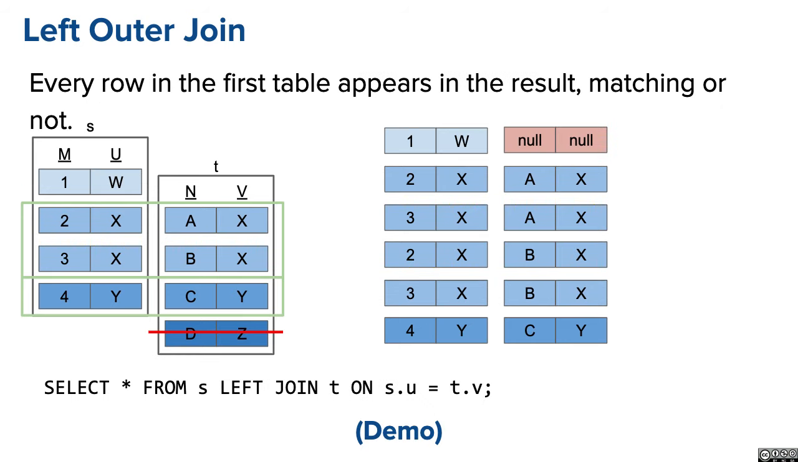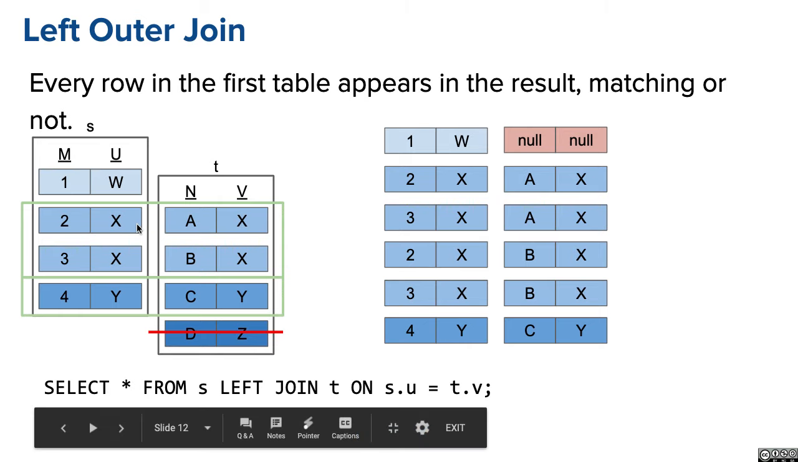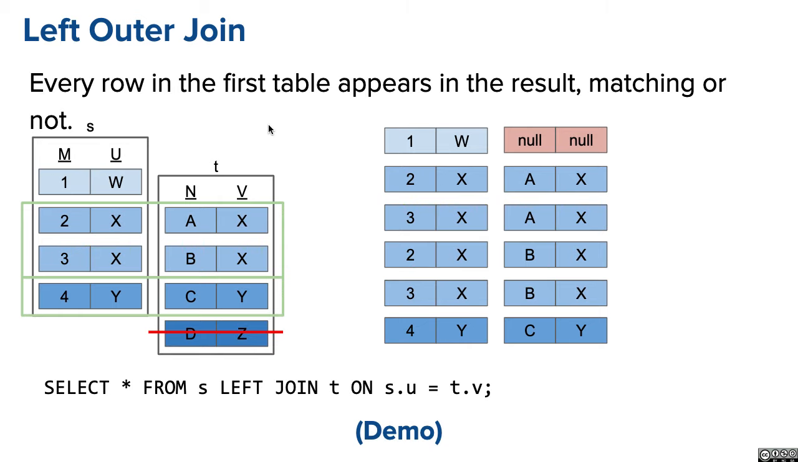Sometimes we don't want to drop the rows that don't match. And what we can do is do what's called a left outer join. In a left outer join, if a row in the first table doesn't have a match in the second table, it will still appear in the final results, but the columns of the other relation will be null. Okay, so the only difference between doing a left join here and doing an inner join from the previous slide is that we have this row up here, which contains 1 and w, but since there are no matching values in the t relation, it'll have null and null here.